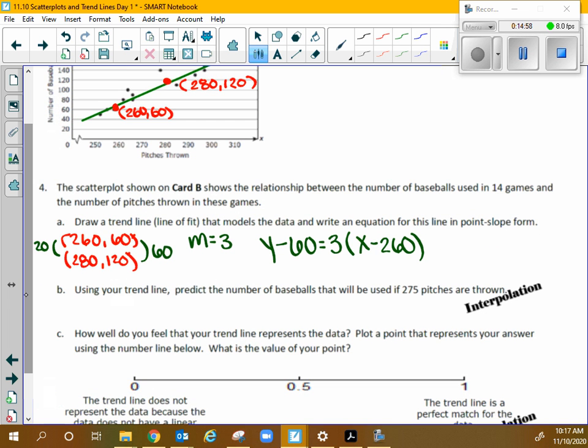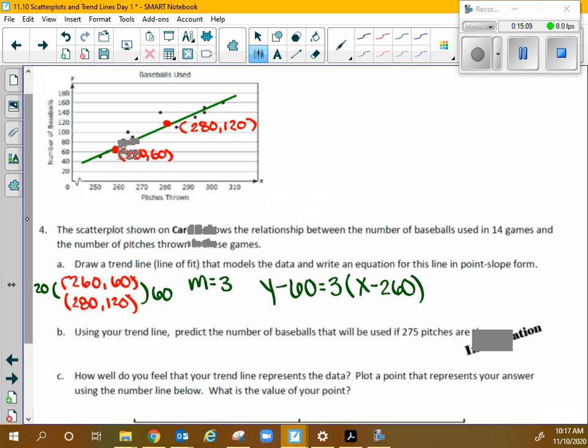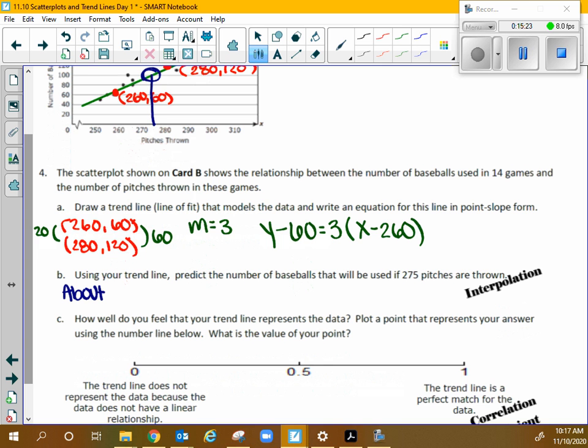Using your trend line, predict the number of baseballs that will be used if 275 pitchers are thrown. It says interpolation. What does that mean? Inside the graph. So 275 is inside the graph, so I can get an idea of what my answer should be. Based on my graph, what should my answer be? About 100, right? But now I have an equation. If I use my equation, what am I going to do? Plug it in. Where does 275 go? X. So 275 minus 260, 15 times 3 plus 60, 105.